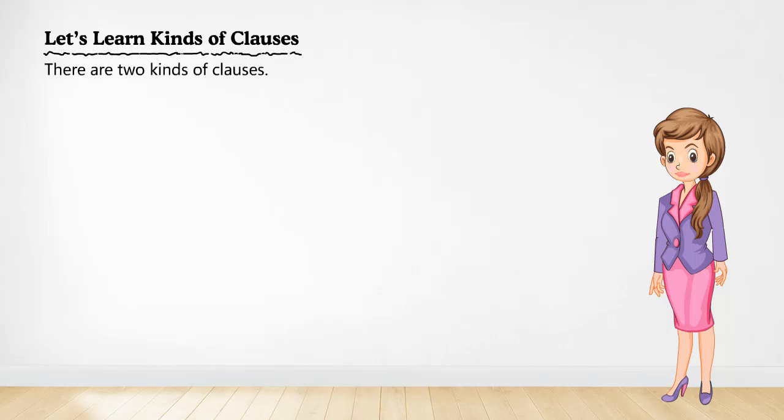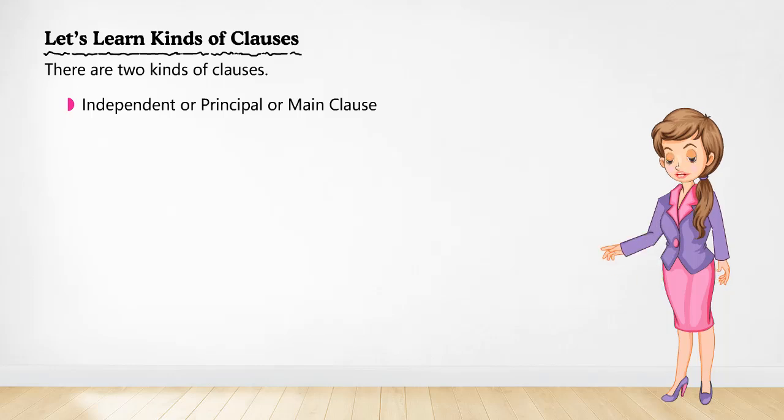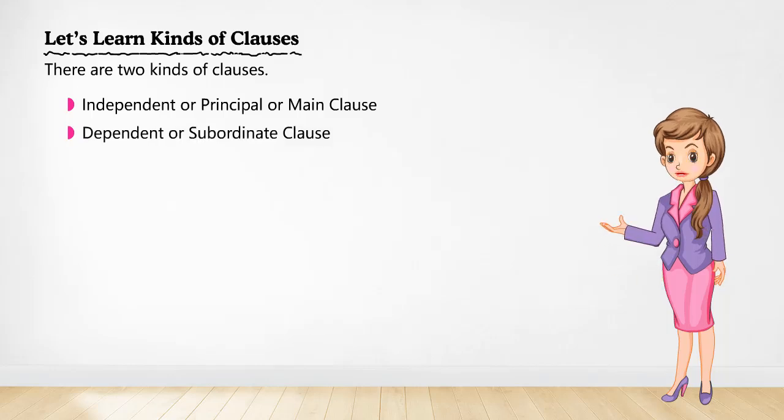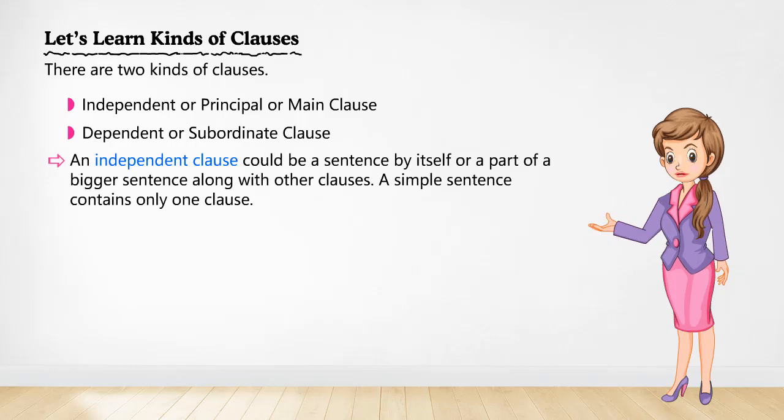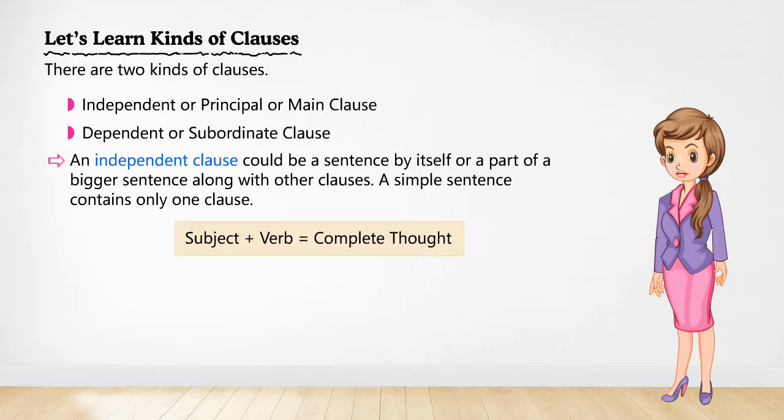Let's learn kinds of clauses. There are two kinds of clauses: independent, or principal, or main clause, and dependent, or subordinate clause. An independent clause could be a sentence by itself or a part of a bigger sentence along with other clauses. A simple sentence contains only one clause. Subject plus verb is equal to complete thought.